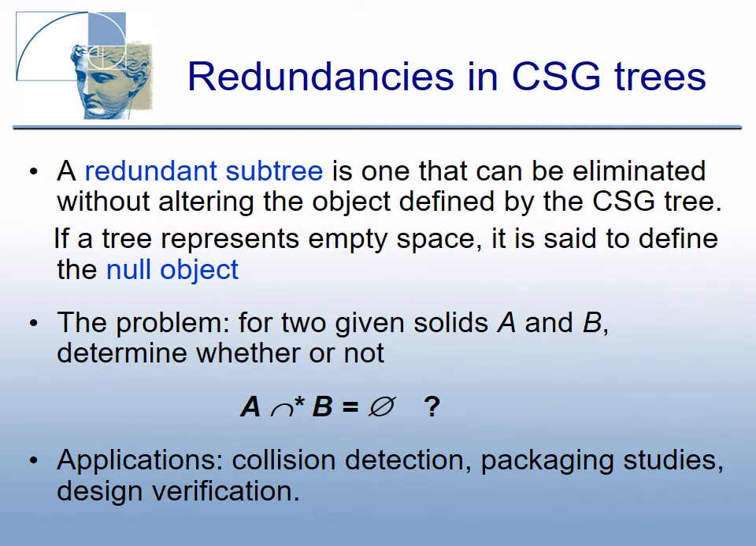A redundant subtree is one that can be eliminated without altering the object defined by the CSG tree. If a tree represents empty space, it is said to define the null object. The problem is, for two given solids, A and B, determine whether or not their intersection is empty. Applications for such a collision detection, packing studies, and design verification.